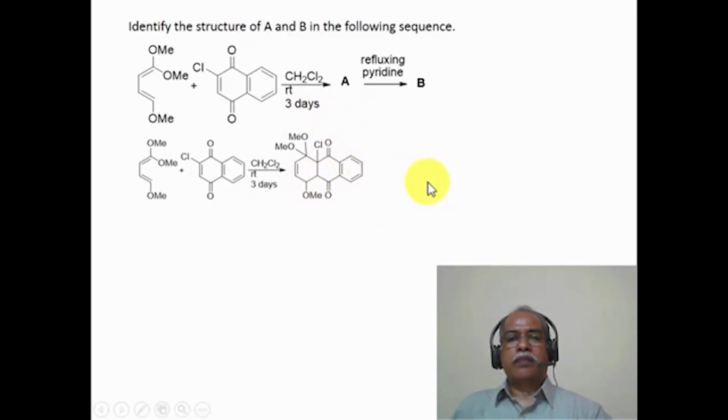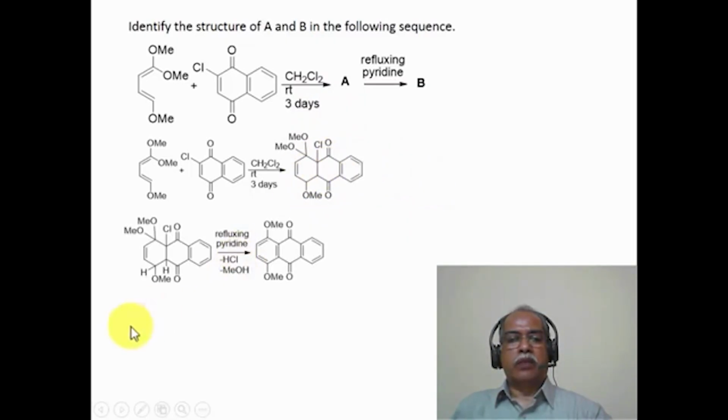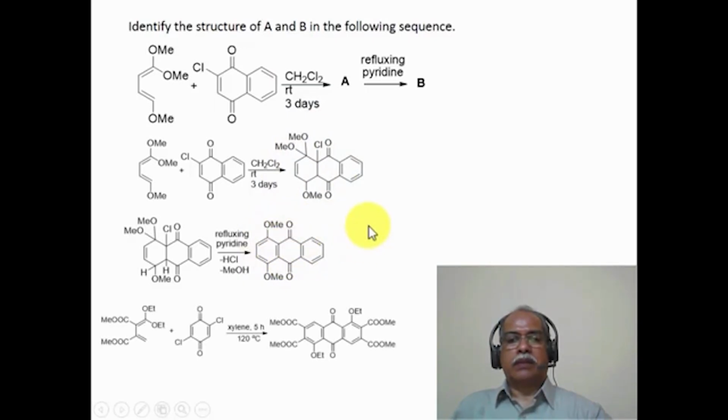this particular case. Now this compound, when it is refluxed with pyridine, undergoes elimination of the hydrochloric acid. HCl is eliminated. Simultaneously a molecule of methanol is also eliminated, resulting in the formation of the aromatic system, which is the anthraquinone derivative that is shown here. So the structure of A is this with the halogen, and the structure of B is this one, which is an anthraquinone derivative in this particular case.